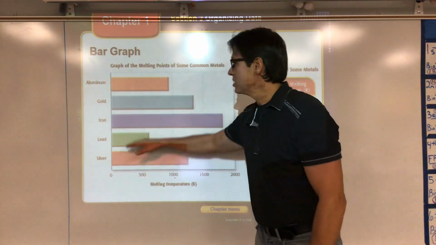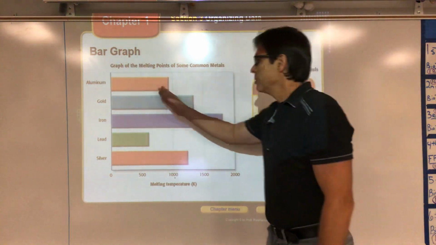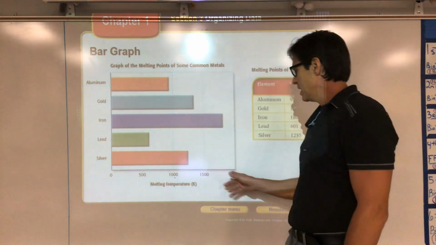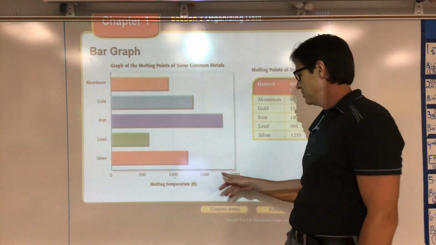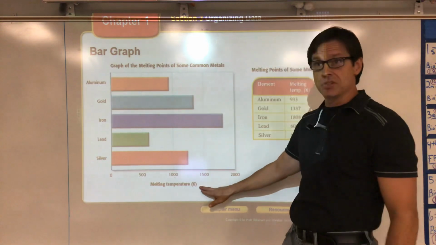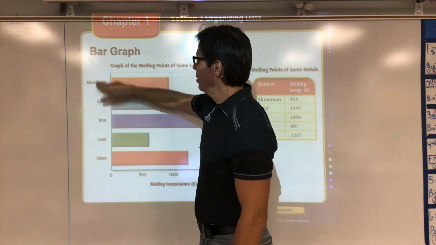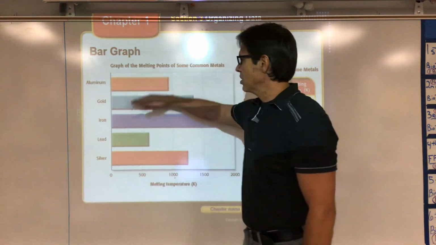If it's in small increments and all of a sudden you see a big change, but it really wasn't much, you need to pay attention to what kind of scale you have down here. This one goes 500, 1000, 1500, 2000, and these are the temperatures at which they melt. Here are the individual substances. They color-coded them nice and neat.